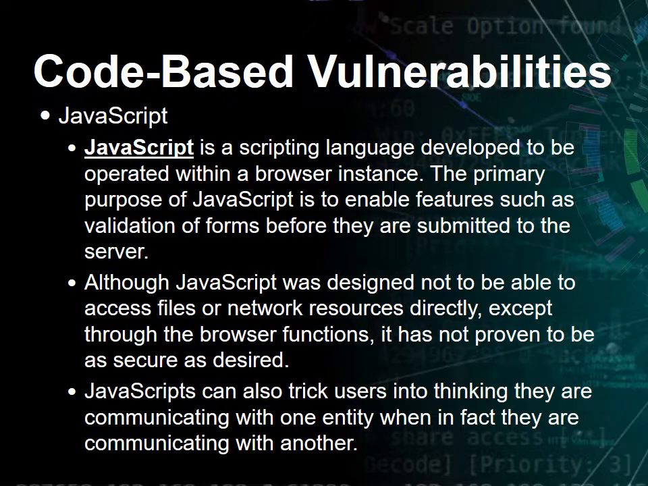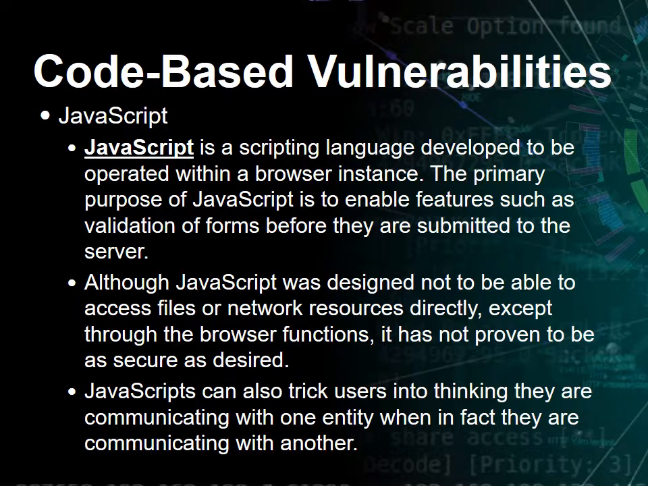JavaScript is a scripting language developed to be operated within a browser instance. In other words, without a browser you cannot run a JavaScript. The primary purpose of JavaScript is to enable features such as validation of forms before they are submitted to the server. Although JavaScript was designed not to be able to access files or network resources directly, except through browser functions, it has not proven to be as secure as desired.